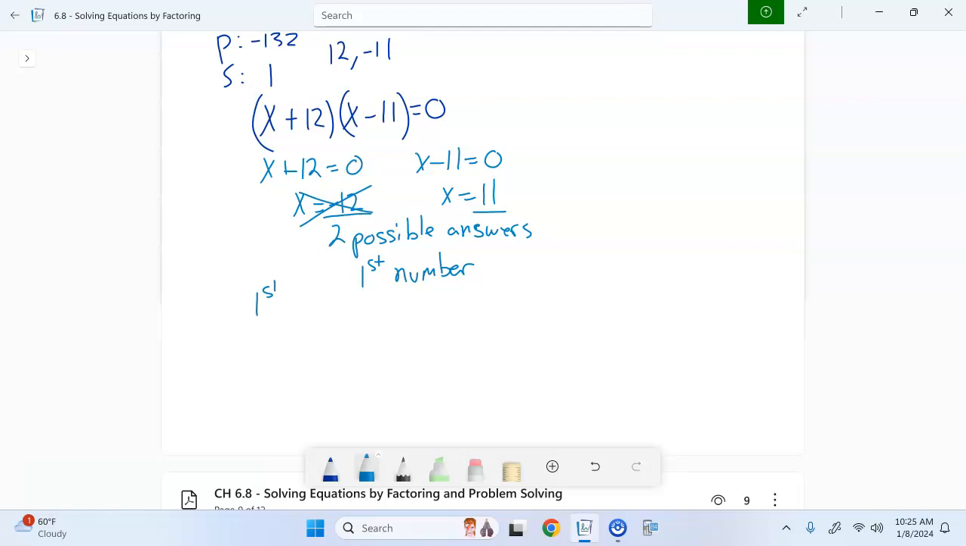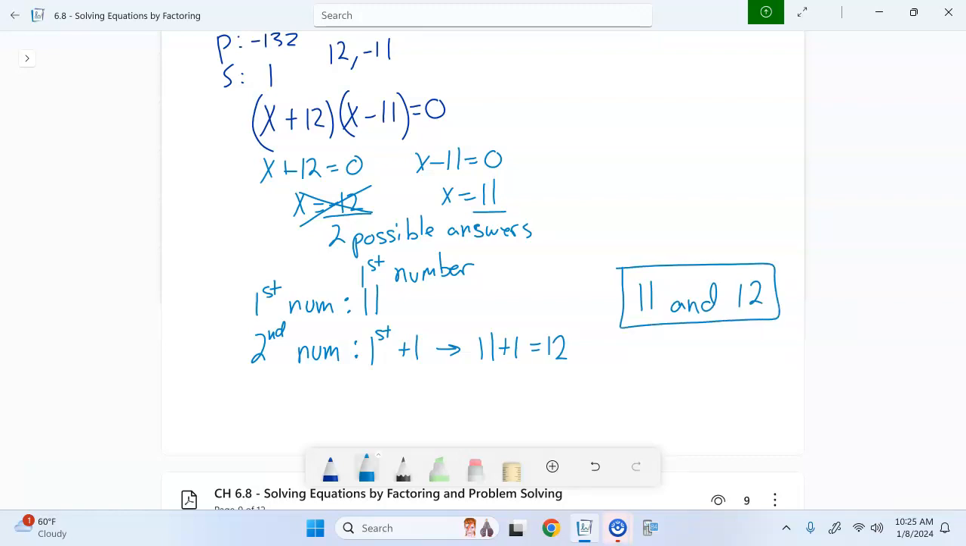So our first number has to be 11, and then our second number will be our first number plus 1. So 11 plus 1 is 12. So the two numbers are 11 and 12.